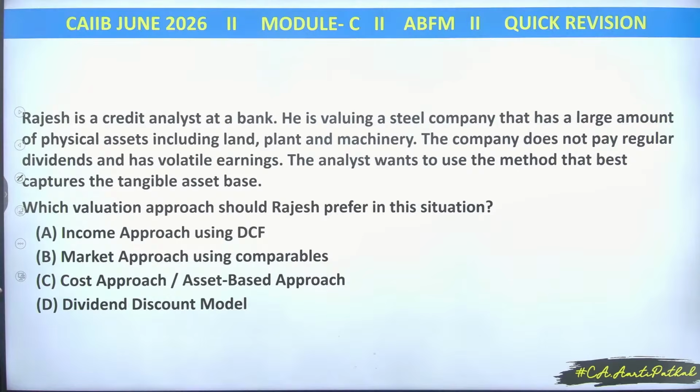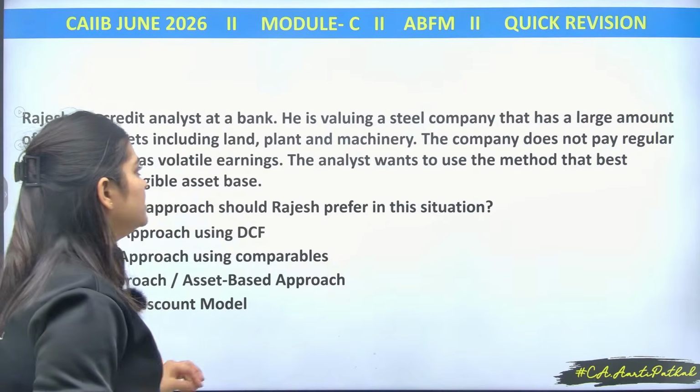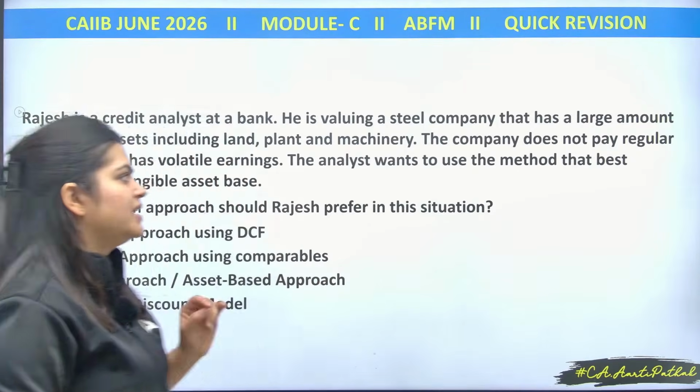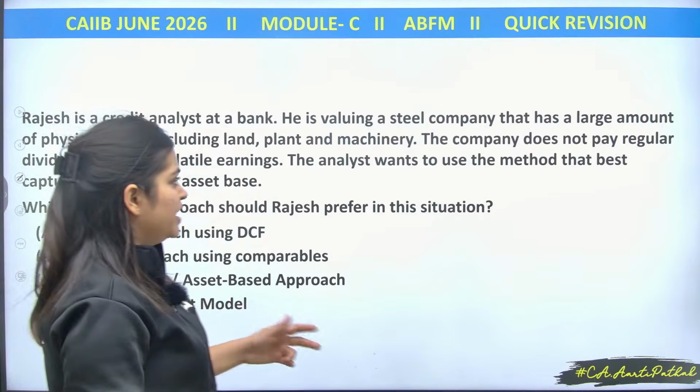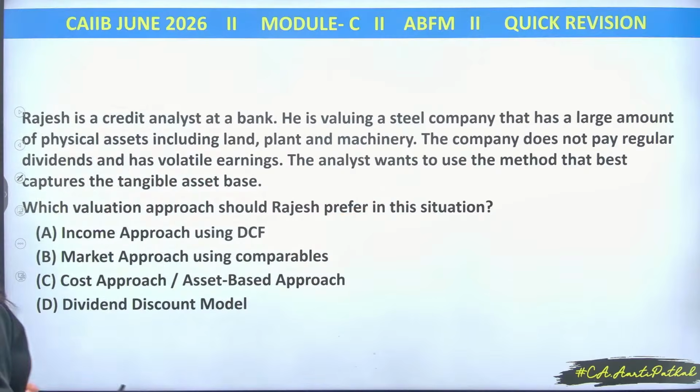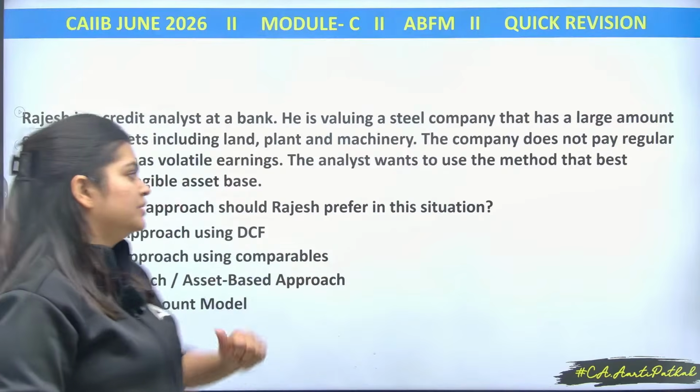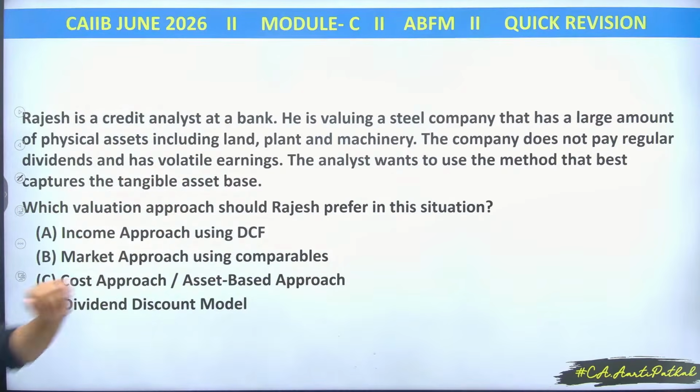So Rajesh is a credit analyst at a bank. Now he's valuing a steel company that has a large amount of physical assets, including land, plant and machinery. The company does not pay regular dividends and has volatile earnings. The analyst wants to use the method that best captures the tangible assets base. Which valuation approach should Rajesh prefer in this situation? Income approach using DCF, market approach using comparables, cost approach or asset-based approach, or dividend-based discounting model?